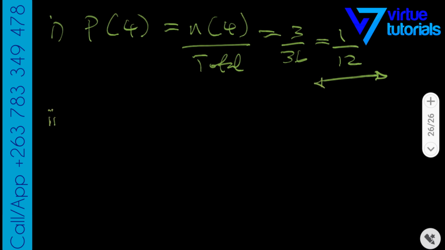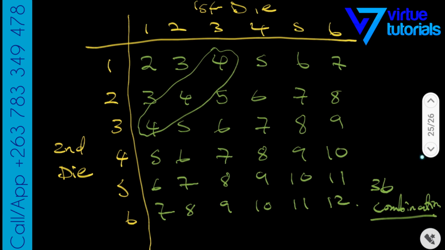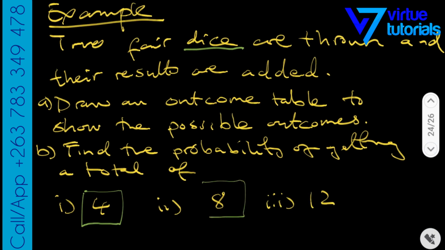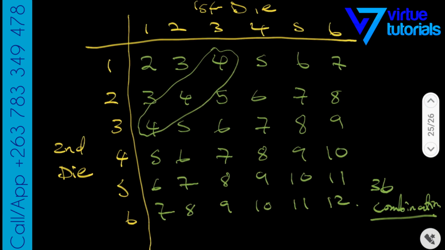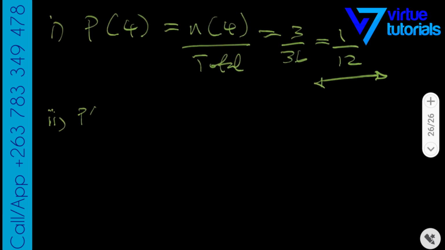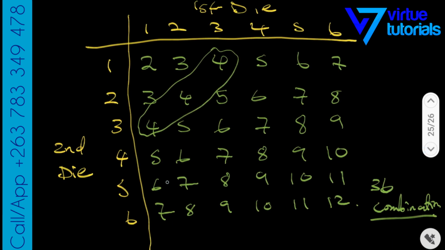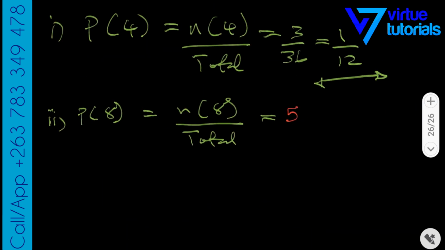The next thing is the probability of getting an 8. Again, probability of getting an 8 is equal to the number of 8s over the total. So we look at the number of combinations which give you an 8. Maybe let me use a different color to identify them. Here are the 8s. 1, 2, 3, 4, 5. Okay, so that's 5 over 36.